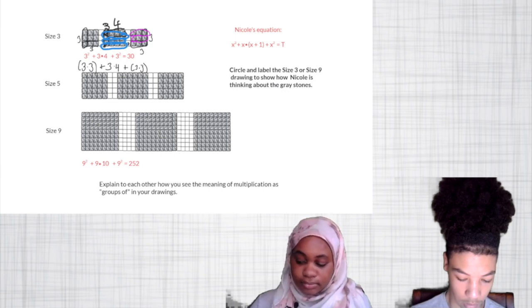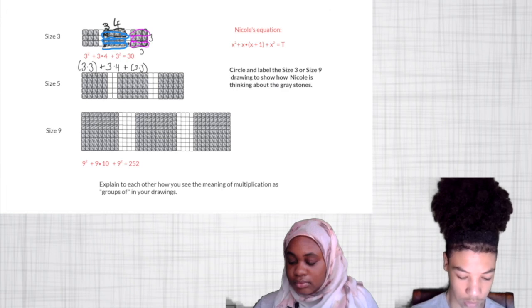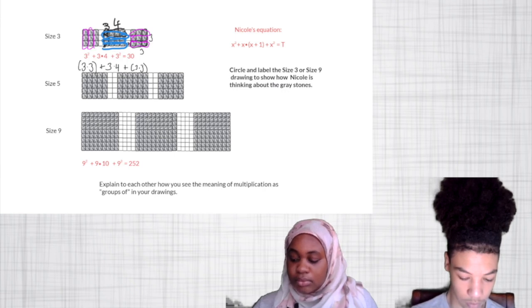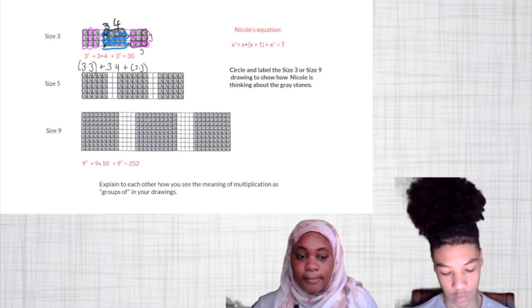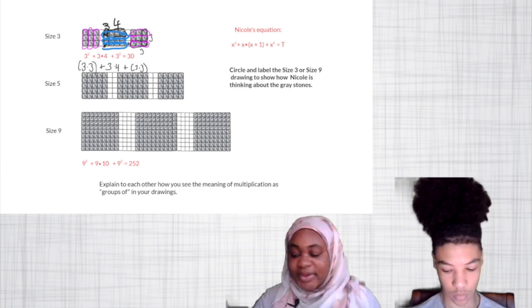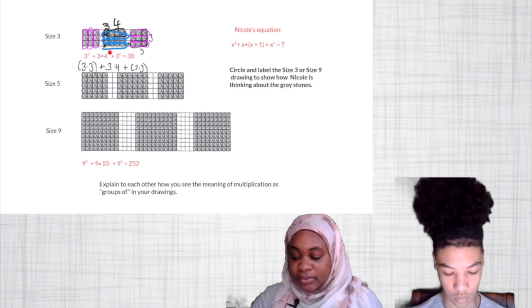And there is also, I'm gonna erase this real quick. There is 3 groups of 3 like this. And either one of them is acceptable. 3 means 3 groups, and then it's 3 groups of 4, because there's 4 in each row.